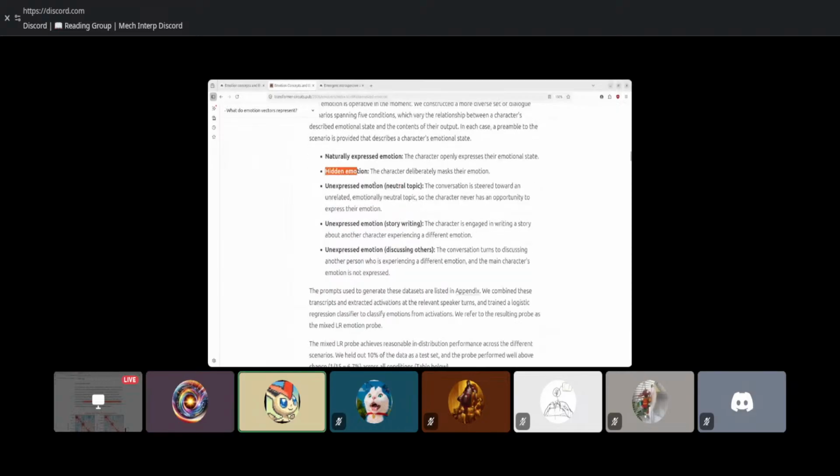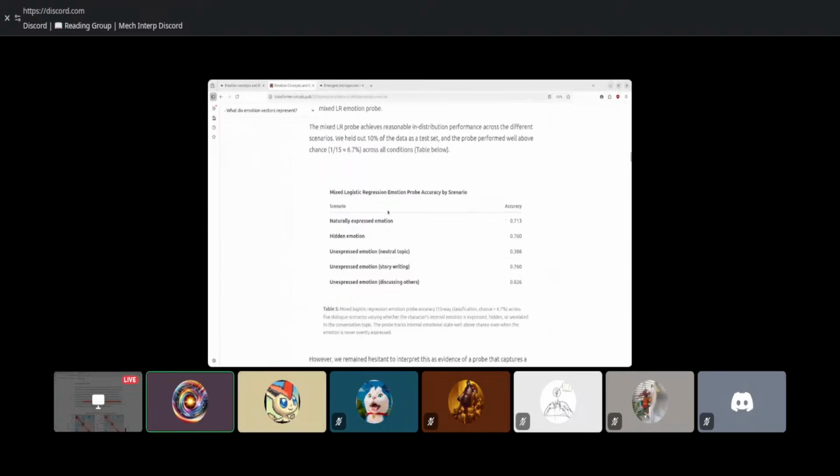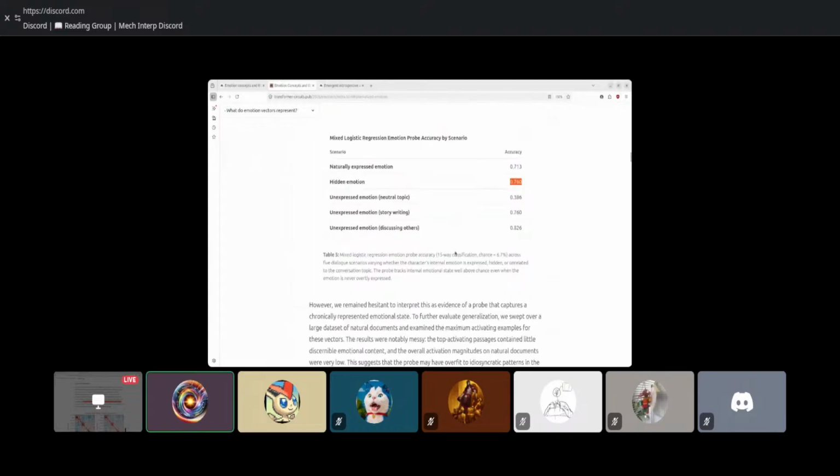Or hidden emotion. So the question I have is how much could sparse autoencoders and cross-layer transcoders help here, instead of just naive vector steering. I wonder. Well, at least on the hidden emotion cases it's better, they have more accuracy actually. Yeah, that's an individual topic.